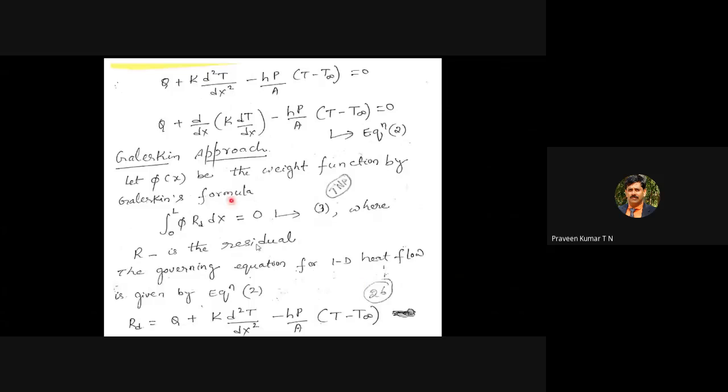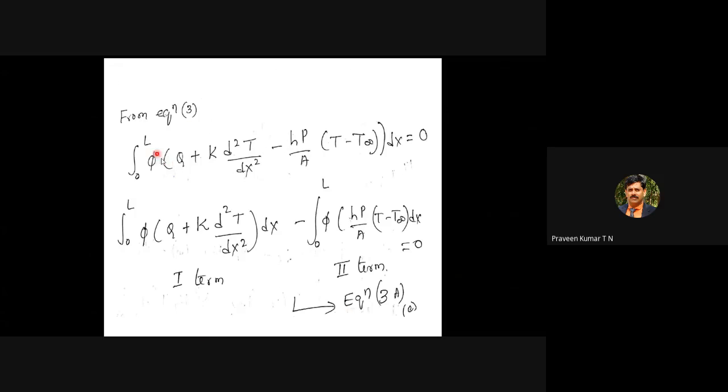Now we have the integral term. You are substituting Rd, replaced by this term. So phi, this term is Rd into dx. After expanding, this term you are considering as the first term, and this term you are considering as the second term. So this I am referring to as equation 3a. Later we are referring to equation number 3a. So 3a equation is nothing but the Galerkin equation for conduction combined with convection.